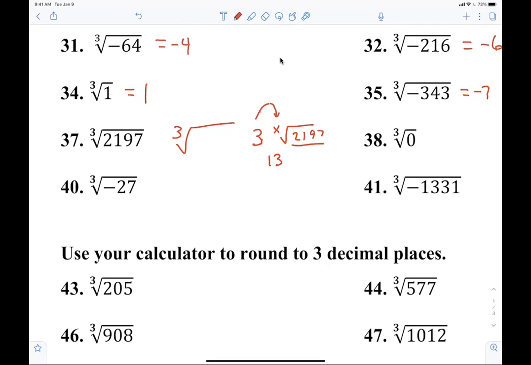And then hit the 3. Type 3. There, I did. Then you do second, and then you do the x square root. Then you type in 2197. And then hit equals. And what comes up? 13. Mr. Ward, is that good?